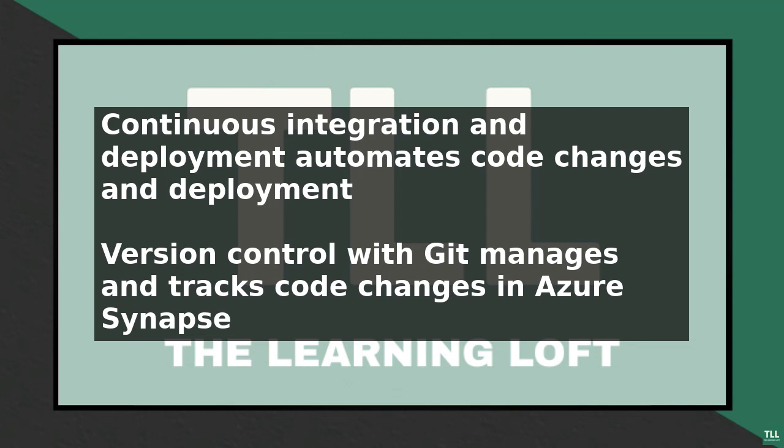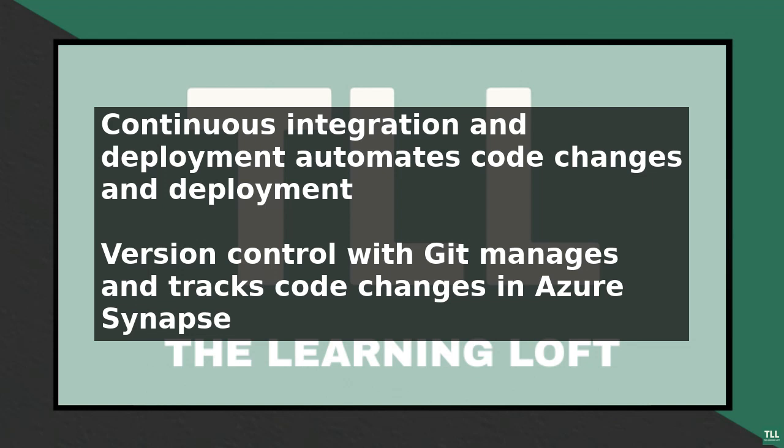Best practices for Azure Synapse DevOps integration include using a modular approach to your data warehouse and analytics pipeline. This involves breaking down your pipeline into smaller, independent components, each with its own set of code and configuration. This approach makes it easier to manage and maintain your pipeline.